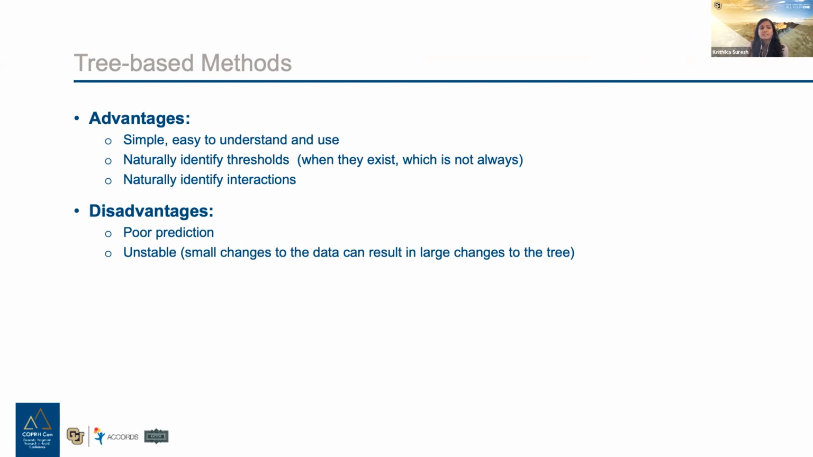And so some of the disadvantages of this method is sometimes predictive performance can be poor, and then also they can be unstable. So if we even slightly change the data set, we might end up with a completely different tree. So there can be poor generalizations to a new data set.